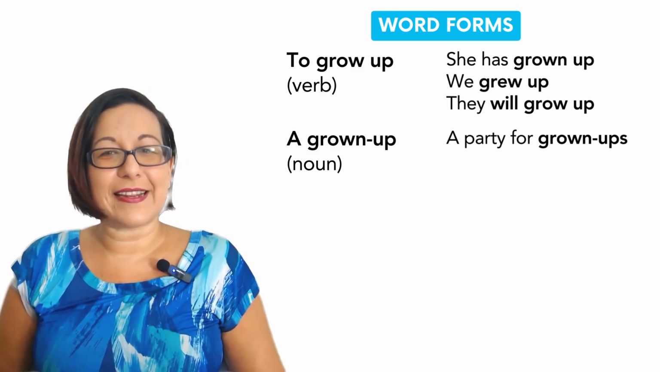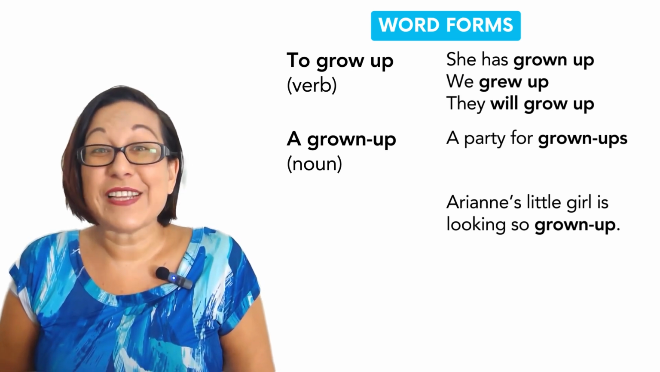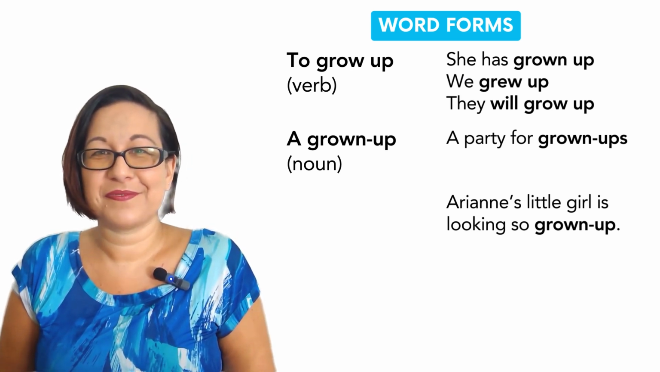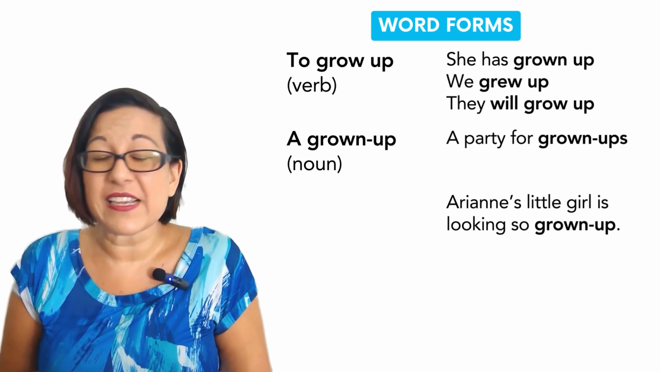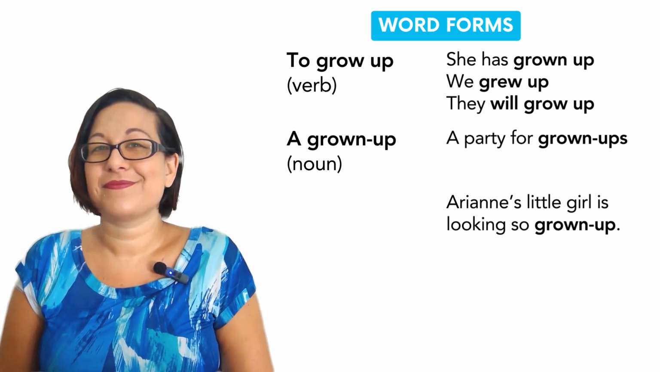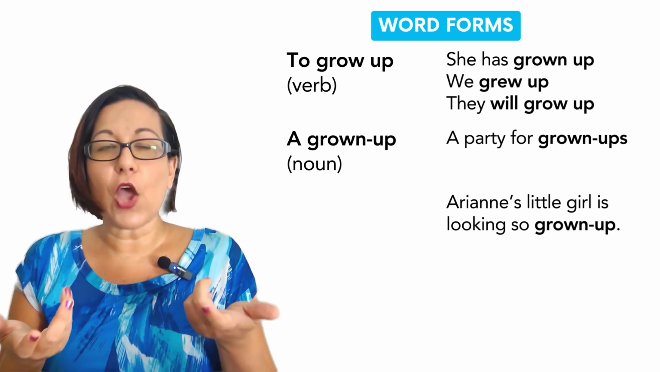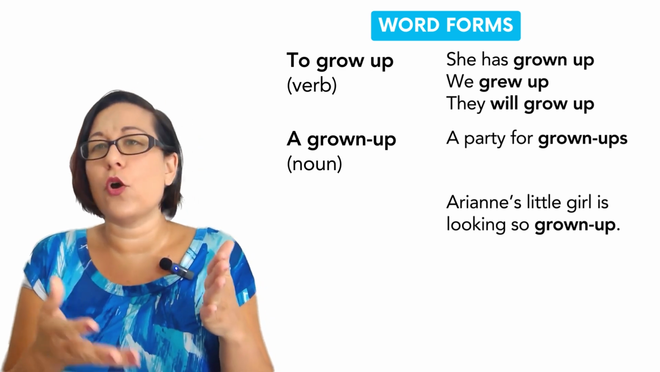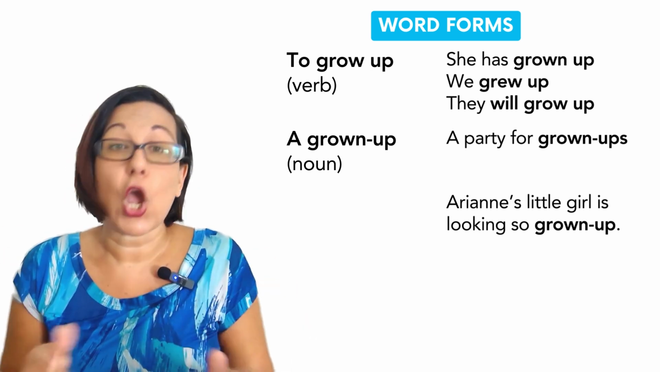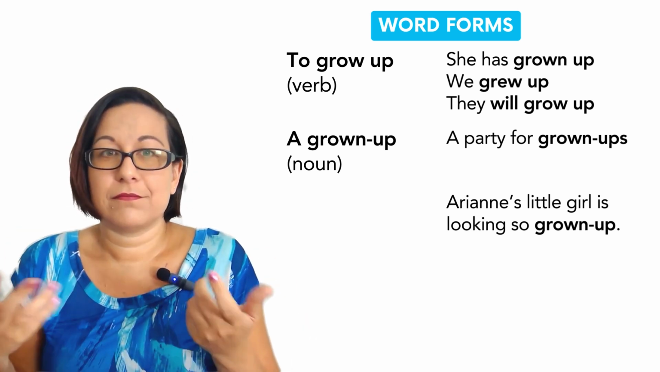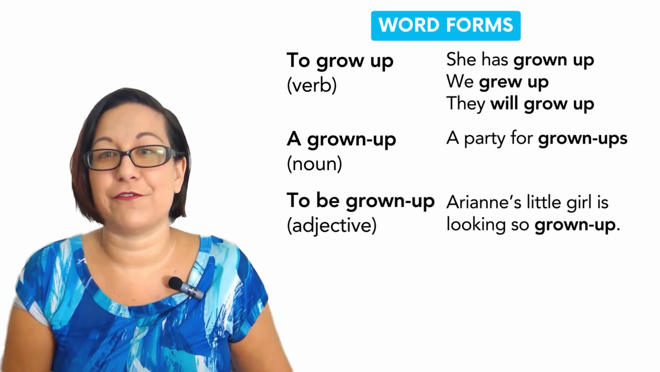What about in this sentence? Have you seen Ariane's little girl recently? She's looking so grown up. What is that? Noun, verb, adjective, adverb? What is it? So if you're not sure, always try to replace it with something. So can you say she's looking so teacher? No. So it cannot be a noun. She's looking so angry. Yeah, that works. Okay, so it is an adjective.